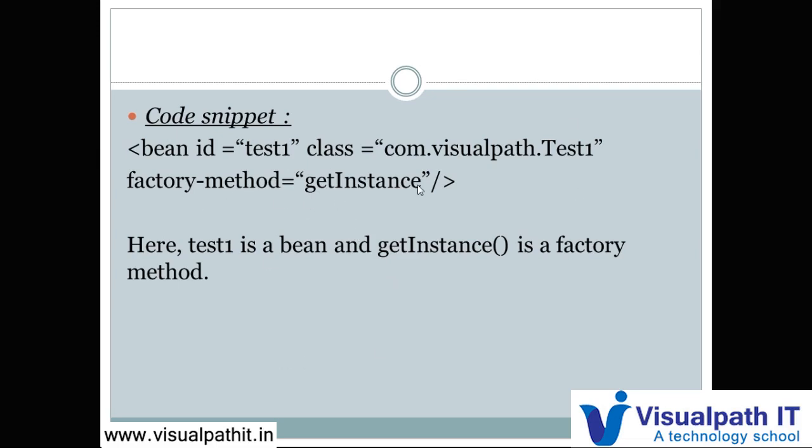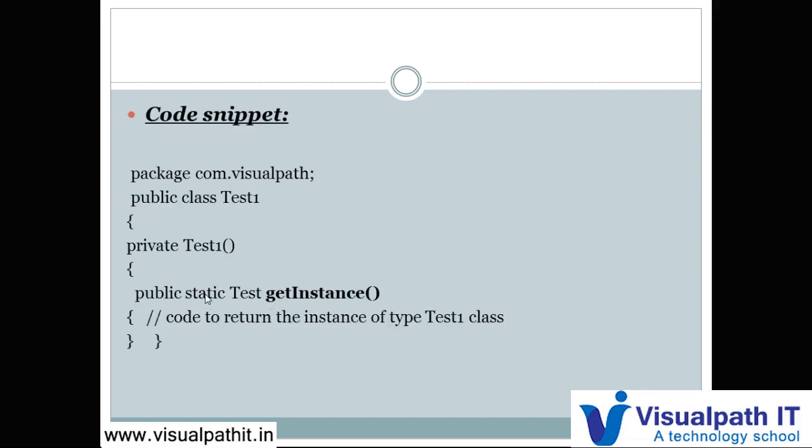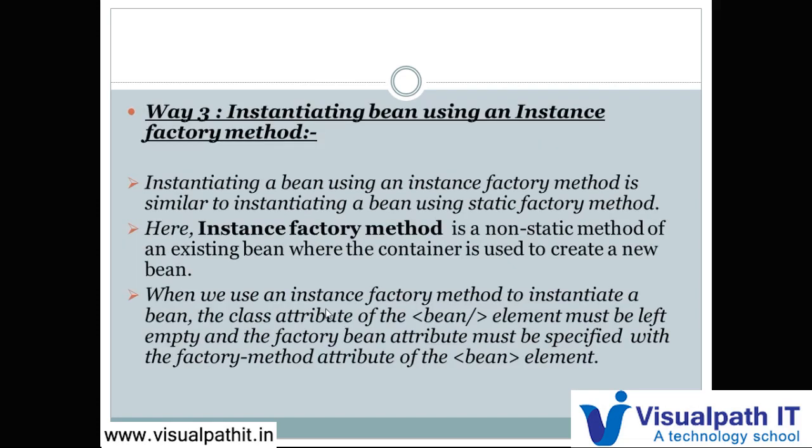This factory method getInstance, what we saw, will be inside this bean element. Bean id test1, class is the fully qualified path to Test1. This is the class name. factory-method equals getInstance. That is, we need to specify the factory-method attribute along with the name of the factory method within the bean element of the XML configuration file. In this, Test1 is a particular bean and getInstance is a factory method, and also this getInstance must be static. That is also a note that we need to know.